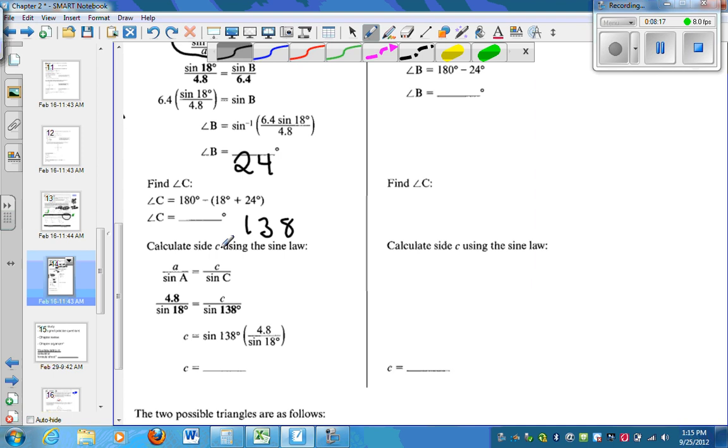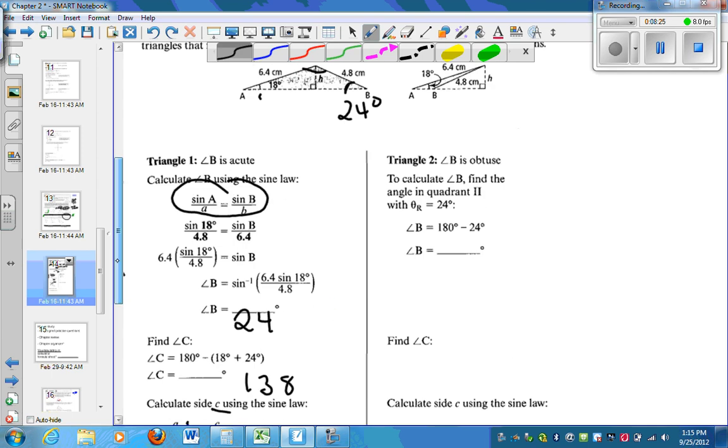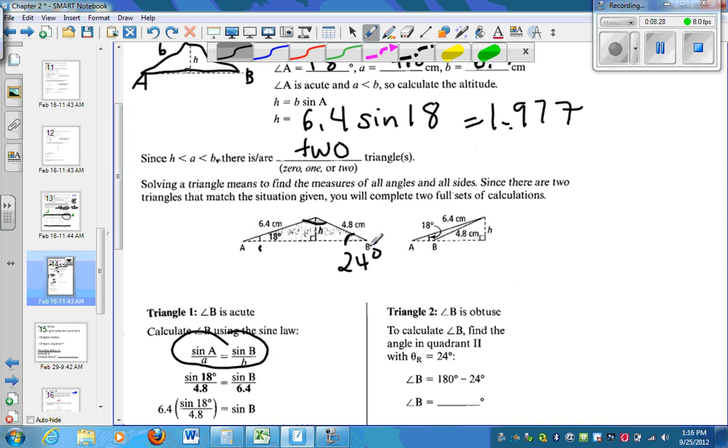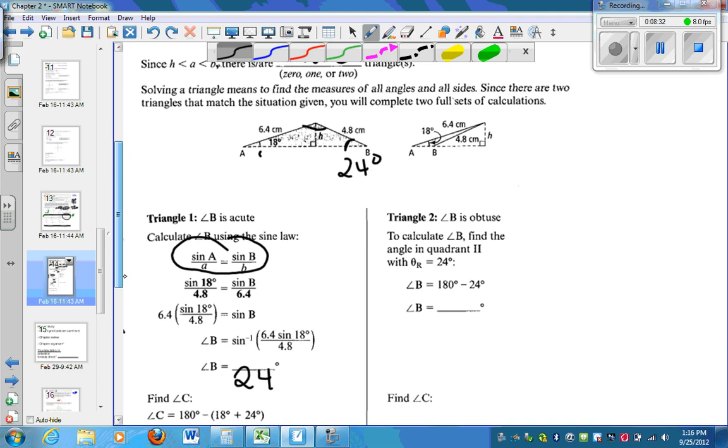Now we need to calculate side C. We set up the sine law, the ratio of a side to the sine of its angle, and we would solve for C. Just to be sure, it better be longer than 6.4 because that's the longest side. I'm not going to spend time showing how to do this.